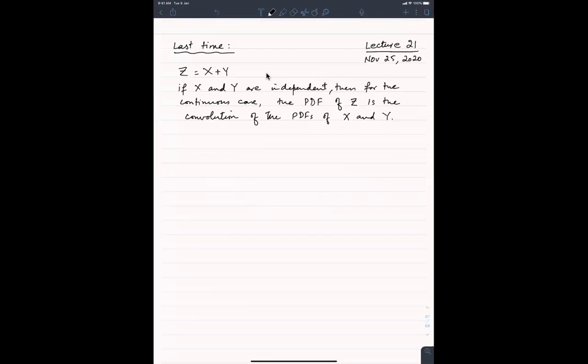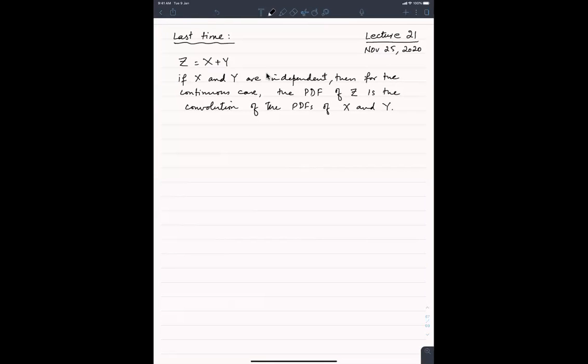The example that we considered was that of a uniform random variable. x is a uniform random variable with probability density function given as this. So this is fx of x, and y is also a uniform random variable, with fy of y also equal to one. Both of them are uniform 0, 1.